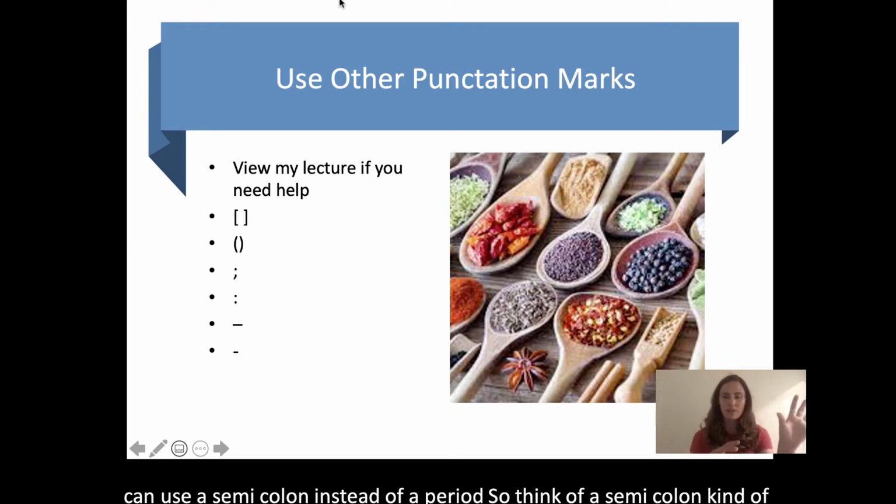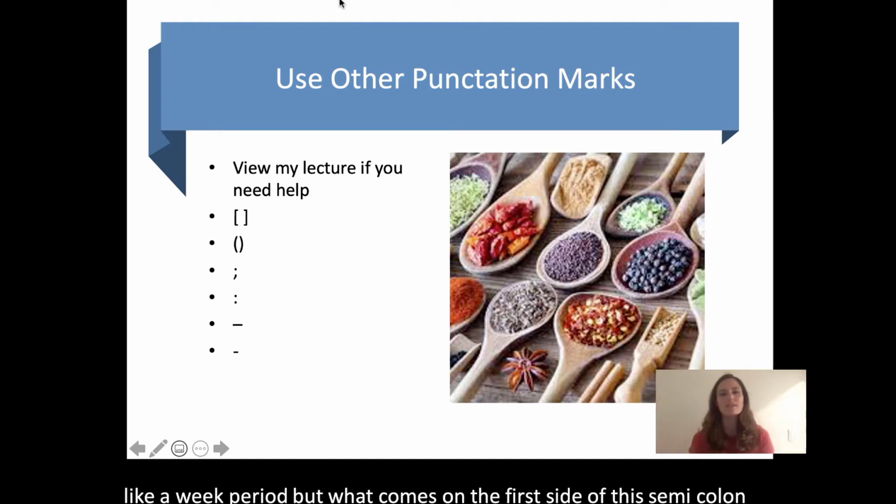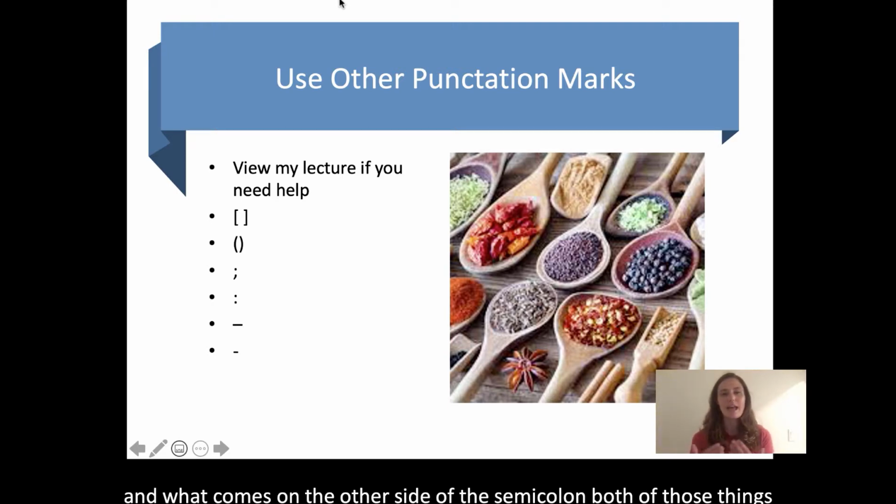But what comes on the first side of the semicolon and what comes on the other side of the semicolon, both of those things have to be complete sentences. It just suggests that those sentences are connected somehow and that they're of equal value. Use a colon for three situations: when you're going to include a list, an explanation, or a quotation. So hopefully that demystifies the difference between those two. If you have questions about those other punctuation marks, like when to use dashes, when to use brackets, please take a look at that lecture.